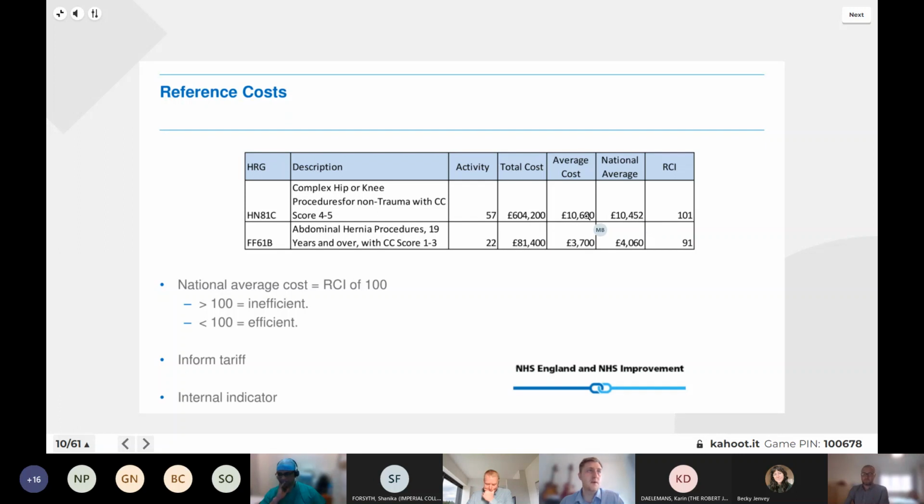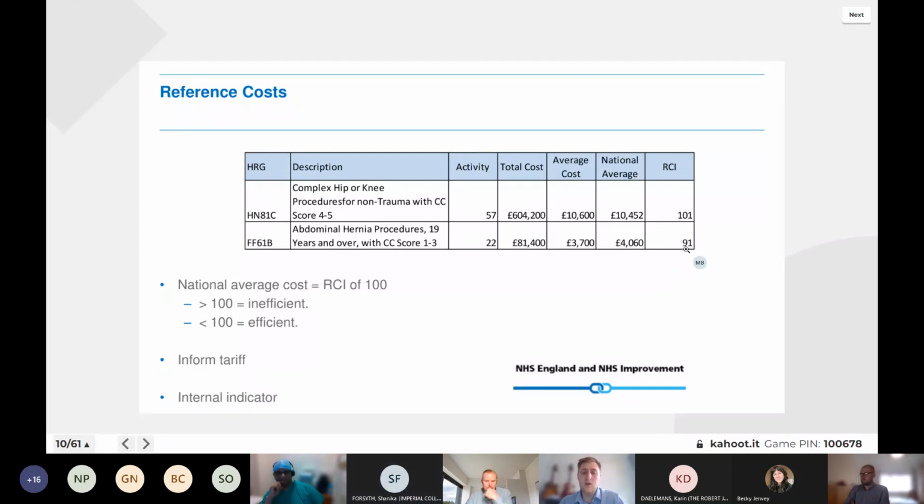We are 1% more expensive than the national average, therefore we have a reference cost index score of 101. In the second example, abdominal hernia procedures, in year we performed 22 of these at a total cost of £81,400. The average cost for our trust was £3,700, and the national cost was £4,060. We were 9% cheaper than the national average, therefore we have a reference cost index score of 91.